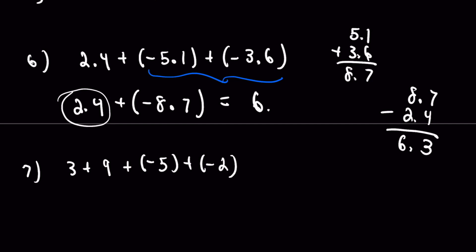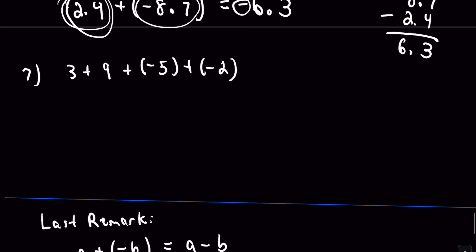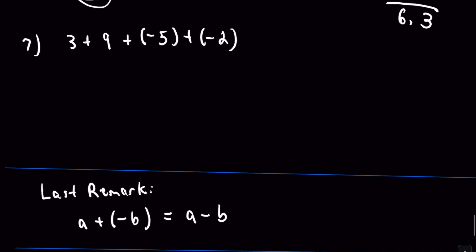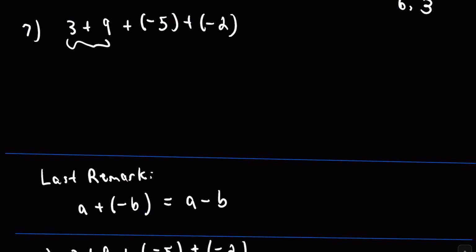But again, the number that gave me the larger absolute value came from the negative number, so this is going to be negative 6.3. And again, intuitively, if you're in debt 8.7, you can think about that as being in debt $8.70. You get $2.40. Well, you're still going to be down a bit, so still negative. Same thing in this one. Now I've got four numbers. So I'm going to add these pairwise.